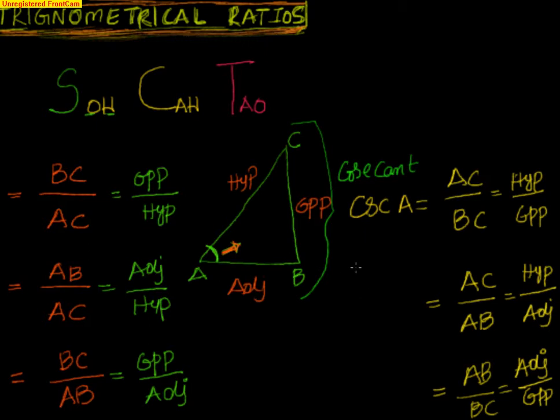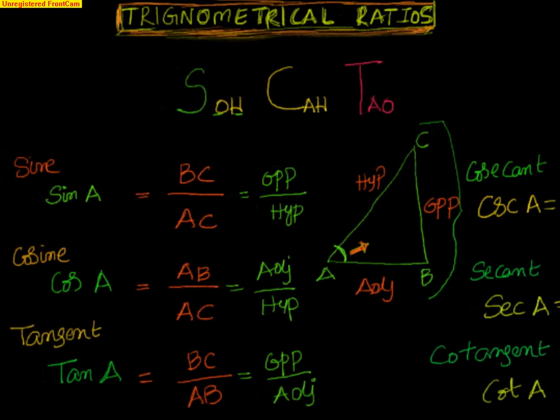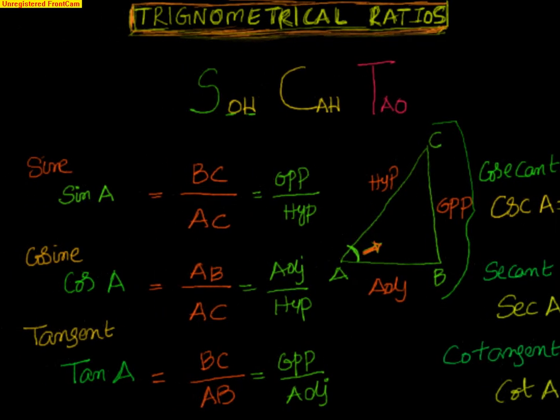For cos, the opposite is secant, and I will write it as sec A. What else do we have? For tangent, I have cotangent, and I will write it as cot A. If you are able to understand this, that's it. These are the 6 things we have: the 6 trigonometrical ratios.